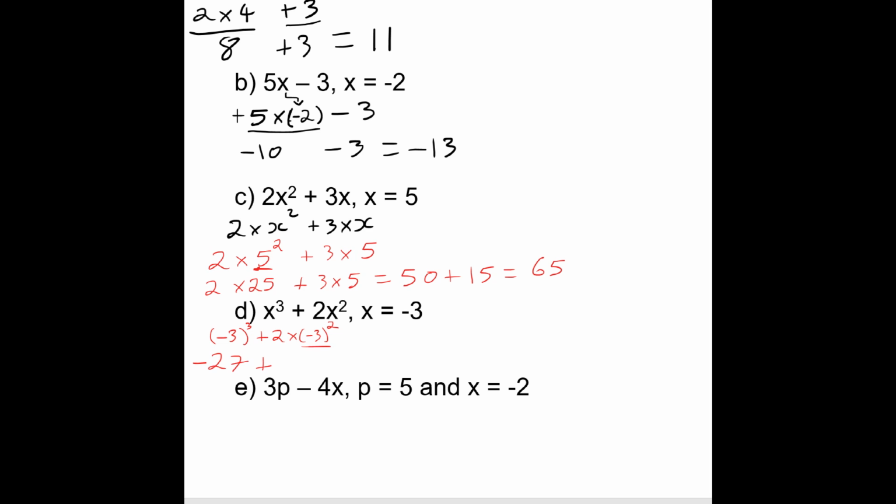Minus 3 all squared is going to be minus 3 times minus 3, which is plus 9. So we have plus 2 times 9. So we have minus 27 plus 2 times 9, which is 18. So I need to work out minus 27 plus 18, which is minus 9.